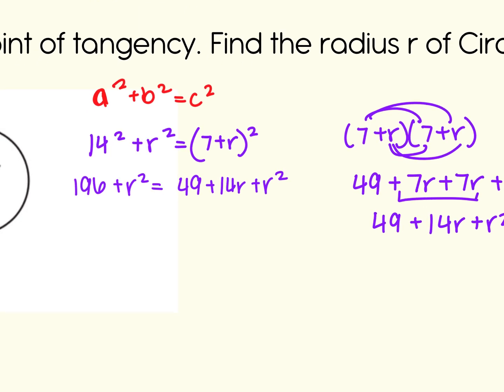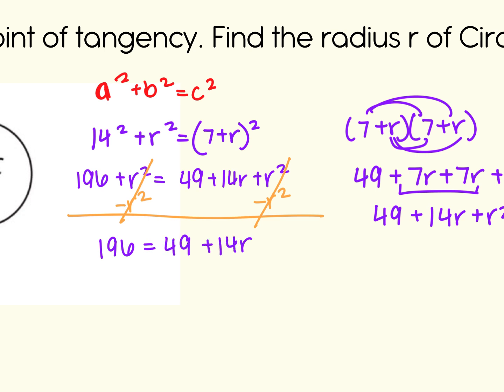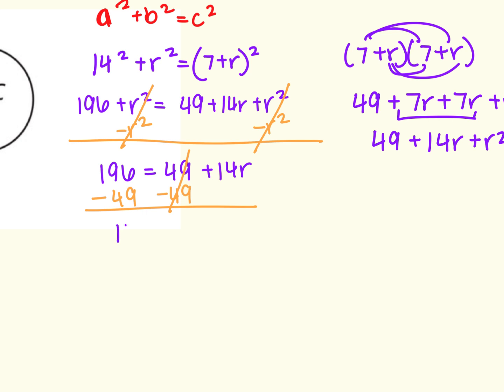Now I'm solving for my R. I'm going to subtract my R squared first. They're both going to cancel out. I'm then going to have 196 equals 49 plus 14R. I'm subtracting 49 from both sides. I'm then going to get 147 equals 14R, and yes, it's fine if you got a decimal when you divide. If you divided correctly, R equals 10.5 as my answer. Questions on this one?